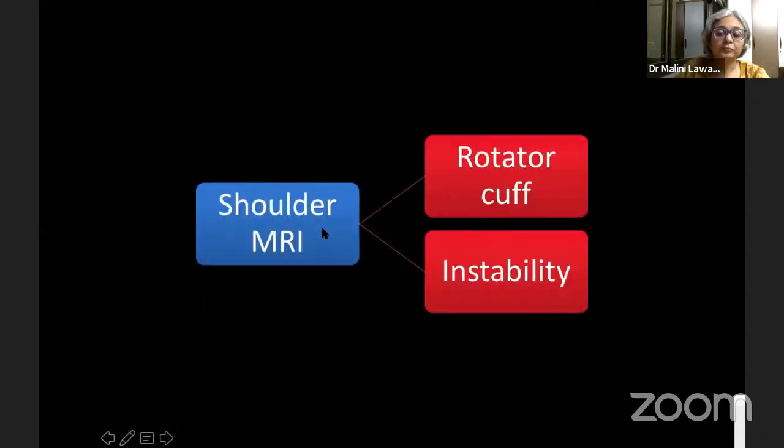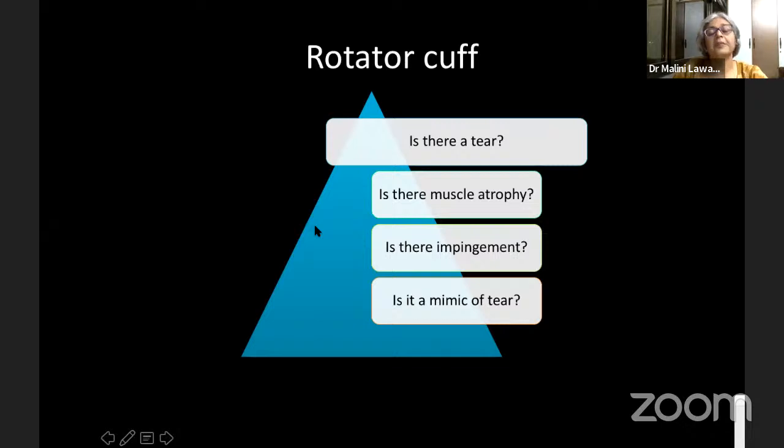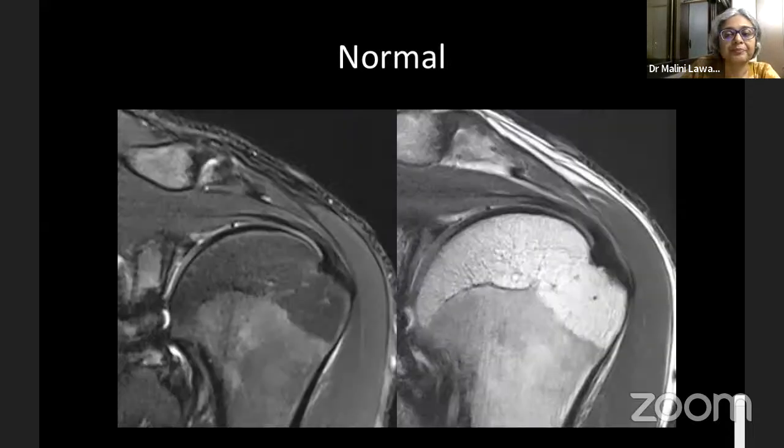Now, when we talk of rotator cuff, what are the questions that we want to answer? The main question that we need to answer is, is there a tear or not? If so, what is the size of the tear? Is there muscle atrophy? Is there impingement? Or is it something which is a tear mimic clinically?